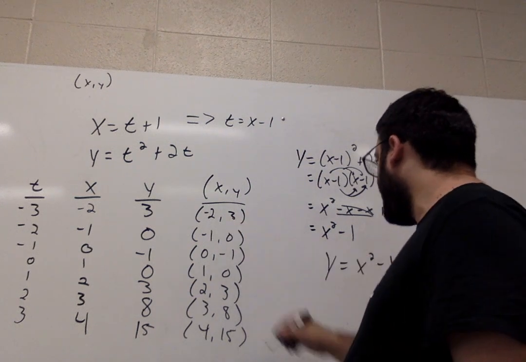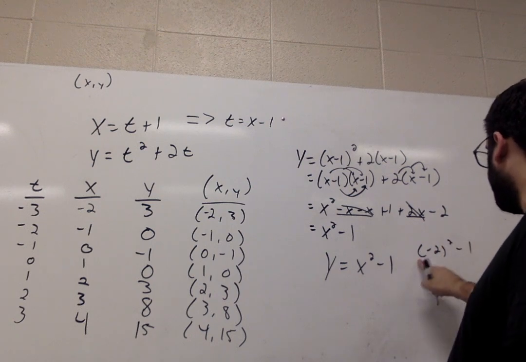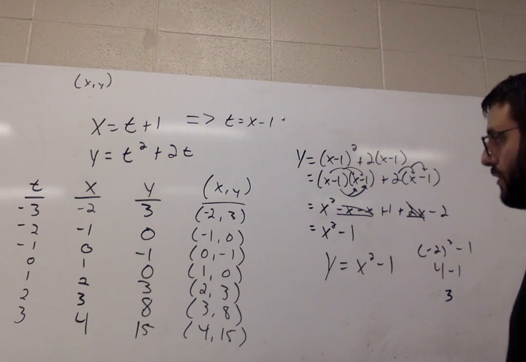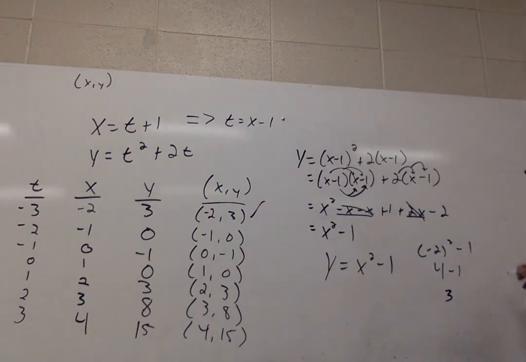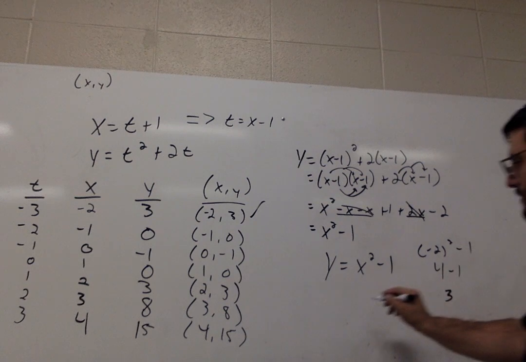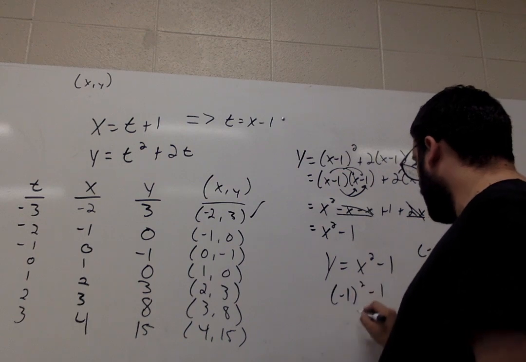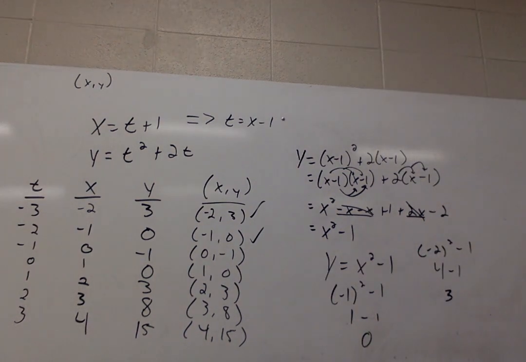So let's try negative 2. Negative 2 squared minus 1: negative 2 squared is 4, 4 minus 1 is 3. Okay, so far so good. Let's try this one, negative 1 and 0. Negative 1 squared minus 1. Negative 1 squared is 1, 1 minus 1 is 0. So that all checks out.